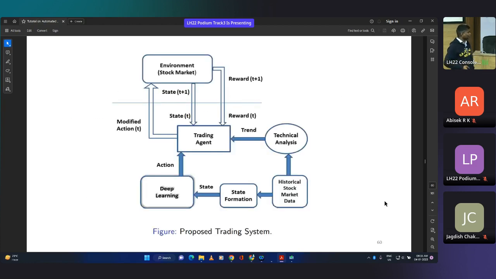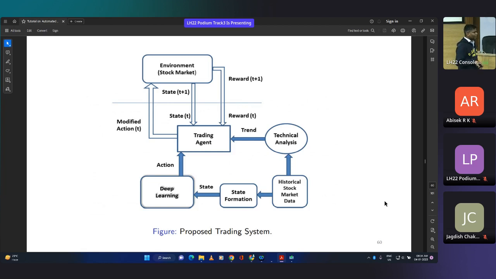So this is our proposed model. Our trading agent is getting input from the traditional trend following trading strategy, and also from the reinforcement learning, or we can say the mapping between state and action, that is provided by the deep neural network. So the agent is getting two actions. Based on those actions, he decides his modified action, and he takes action on the environment. In return, he will get a reward.